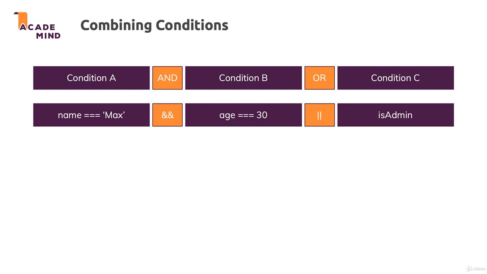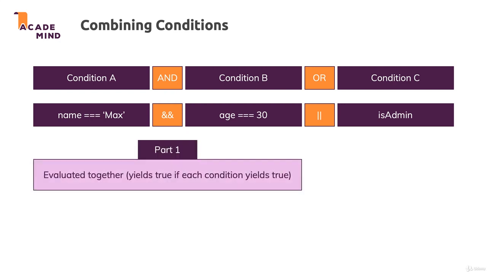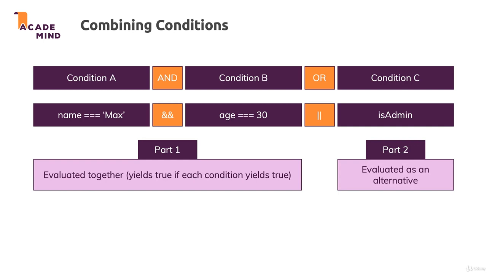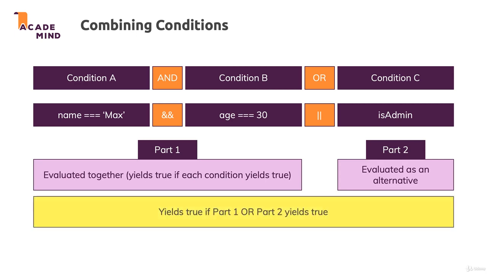So in that case, the condition A and B would be evaluated together, and only if both yield true, this combined condition yields true, and the alternative with the OR is evaluated separately. And therefore, this overall condition, where you combine these three conditions together, would only yield true if part 1 or part 2 yields true. So if isAdmin is true, the code would always run, no matter which age or name you have. If isAdmin is false, then you would only run the code if the name is Max and the age is 30, for example.